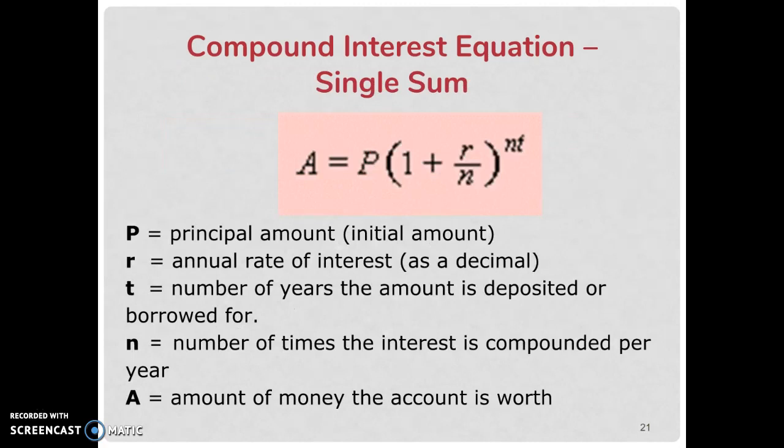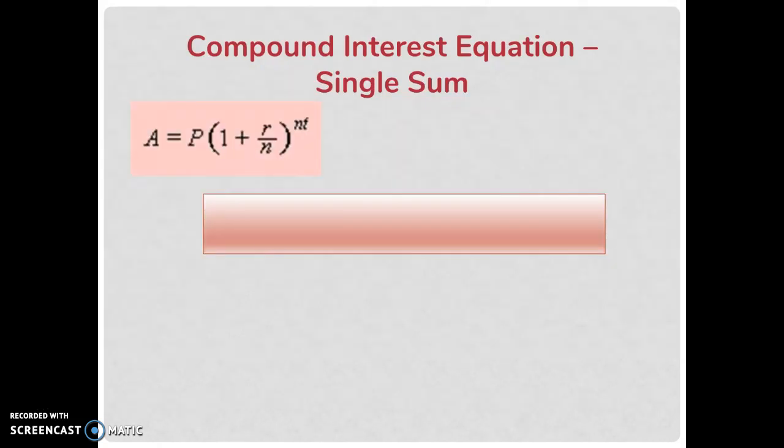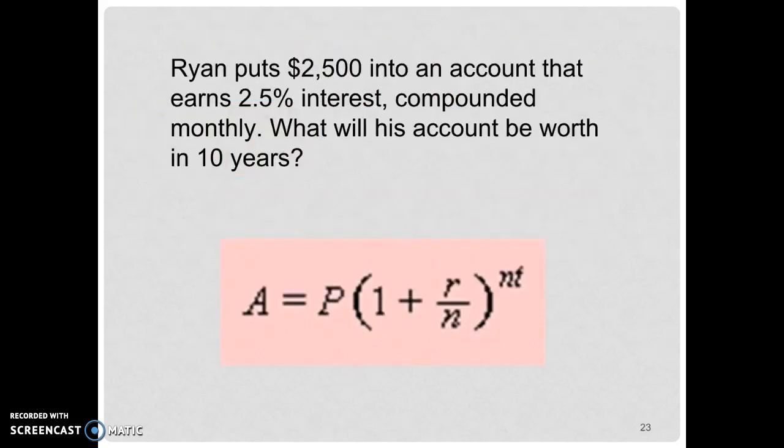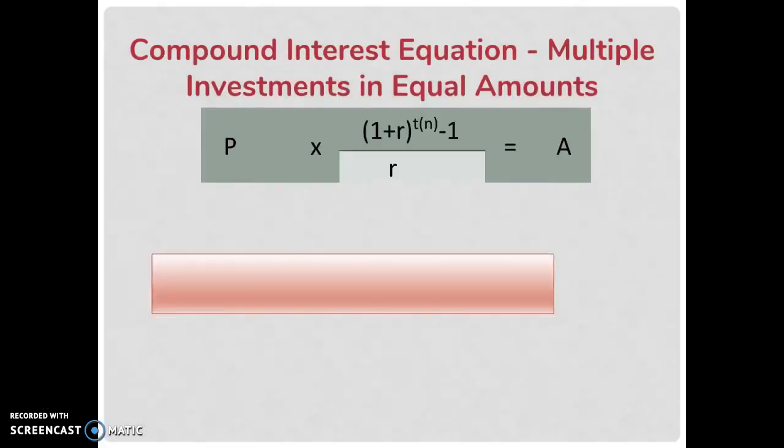This is for the single sum equation. If the question says John invests $1,000 and it compounds every year, but he only invested the money one time, he only put the money into the account once, then we use single sum. Here's an example of single sum, and here's how it would look to solve. Again, you just have to follow order of operations, and it's pretty straightforward. So this is single sum.